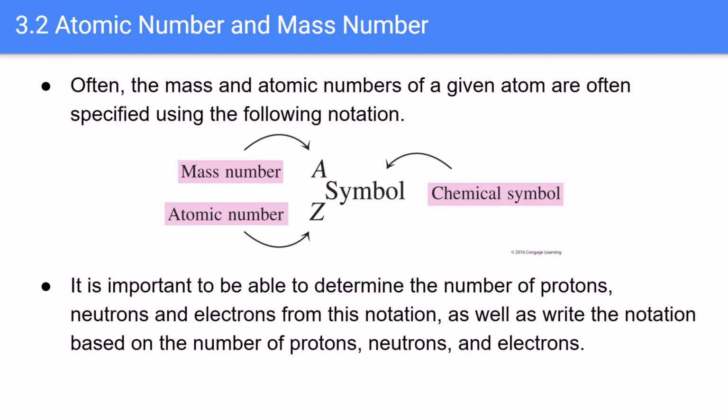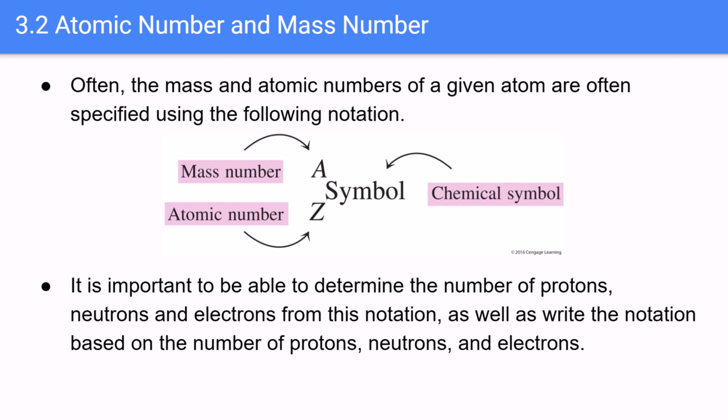Now, often, the mass number and the atomic number of a given atom are specified using a specific notation. So the very first thing you want to look at is in the top left-hand corner, you see the mass number. Remember, that is the number of protons plus neutrons. So the number for A is always going to be greater than the number for Z because Z is just the number of protons. A here is protons plus neutrons, which is the mass number, and Z is just the atomic number, which is the number of protons. So A will always be bigger than Z. And then the symbol just represents the chemical symbol of the element that's present on the periodic table.